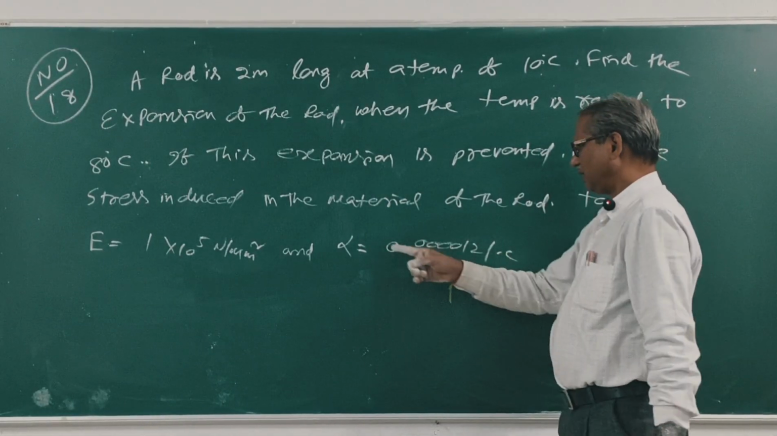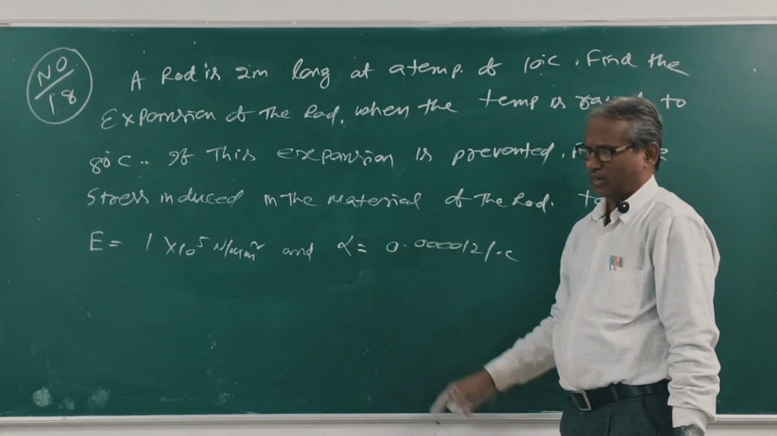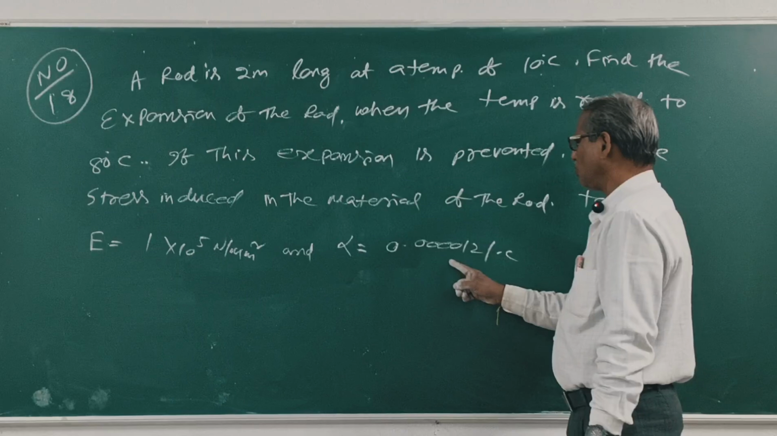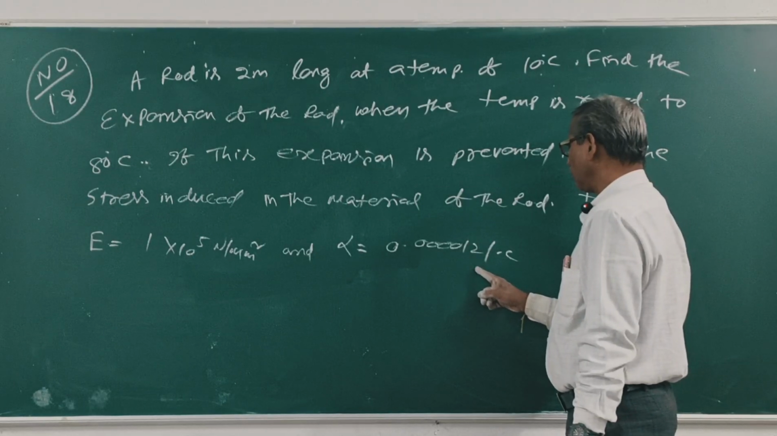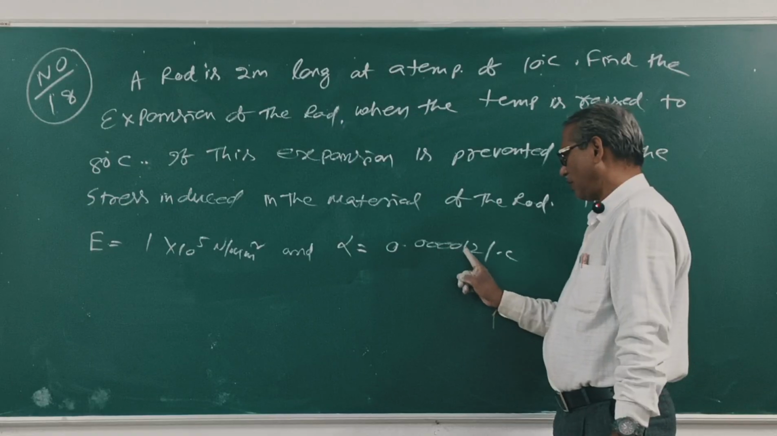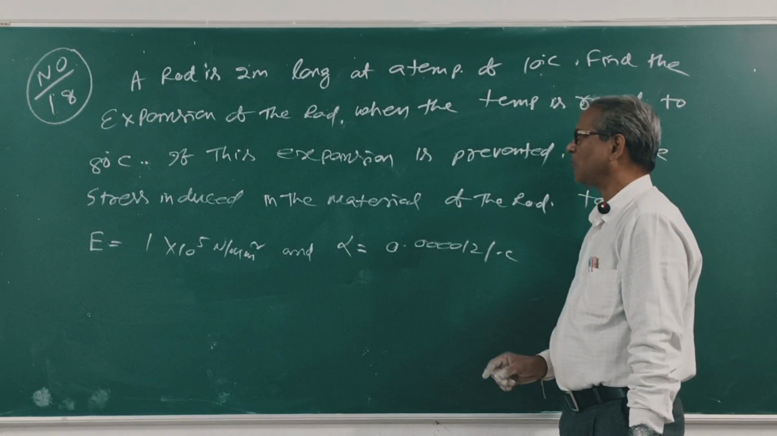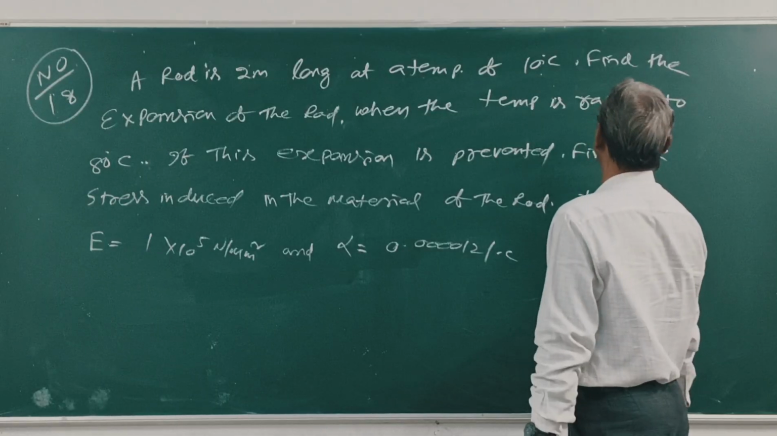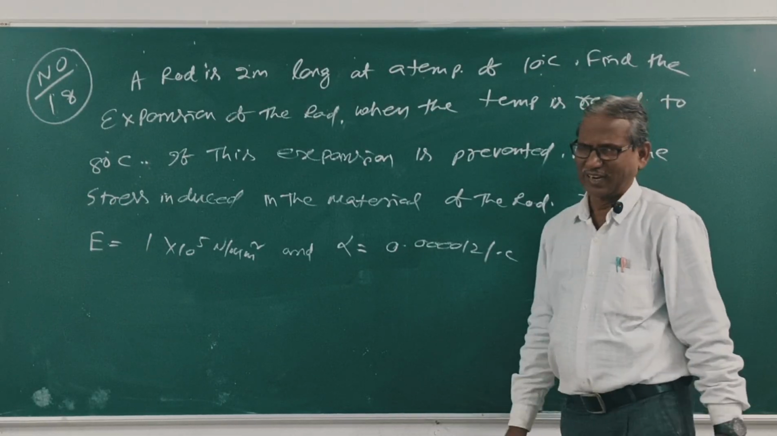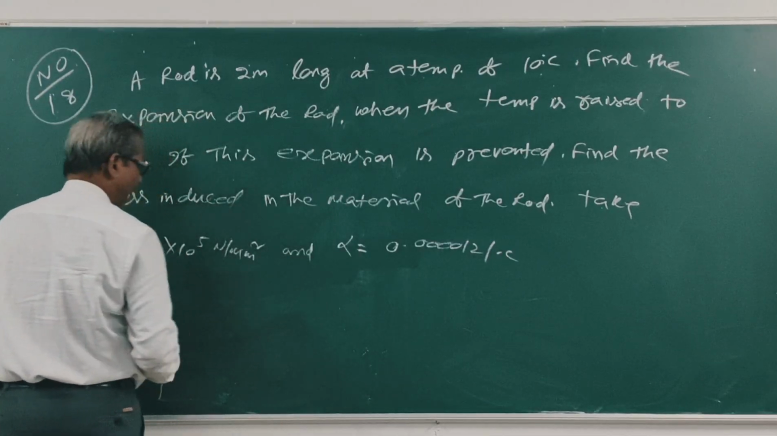Take E is equal to 1.1 into 10 to 5 Newton per mm square. Alpha is equal to 0.000012 per degree centigrade. Clear? Now first find out the expansion of the rod, delta L. First write the given data.